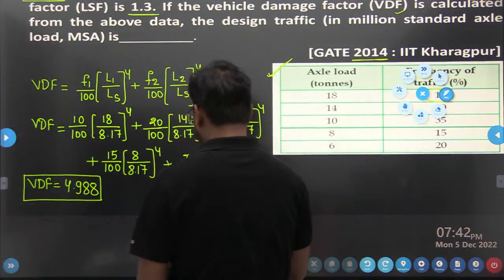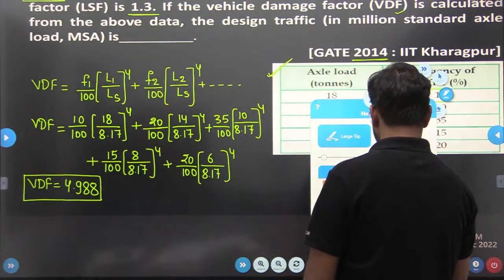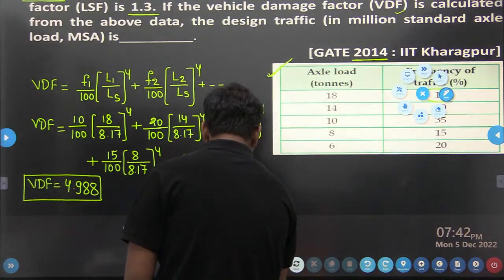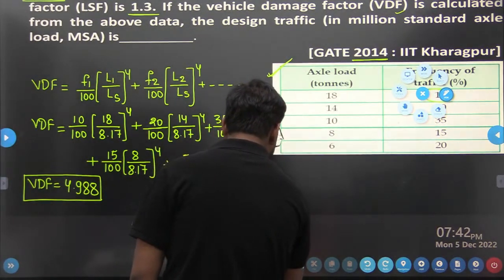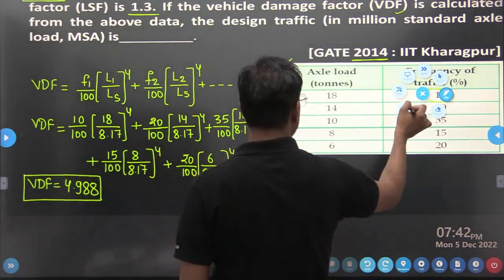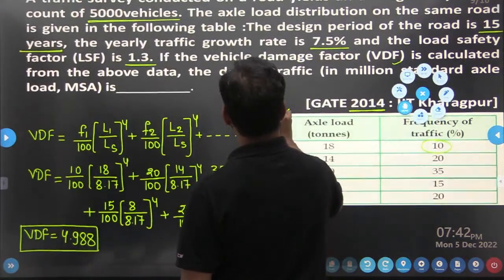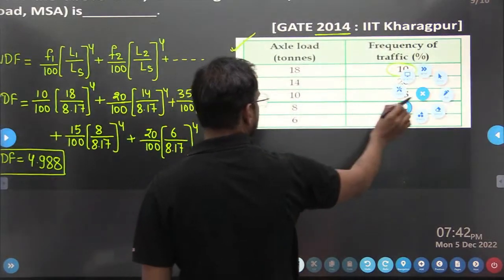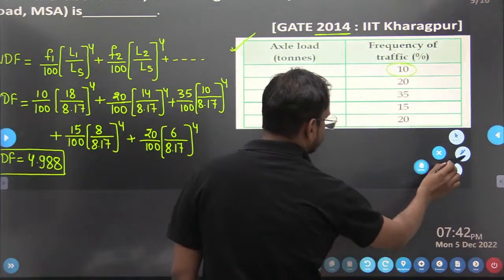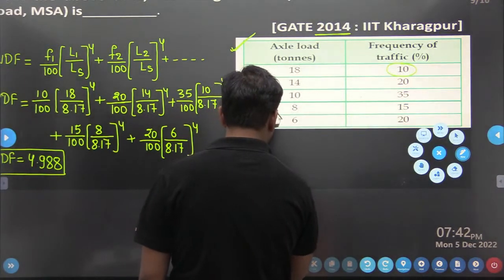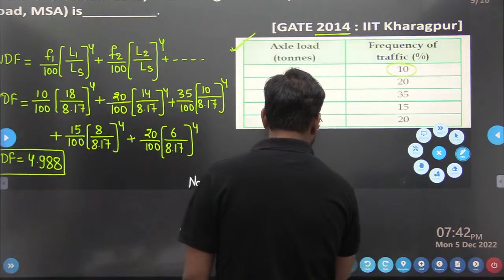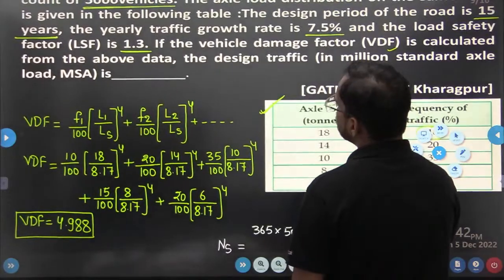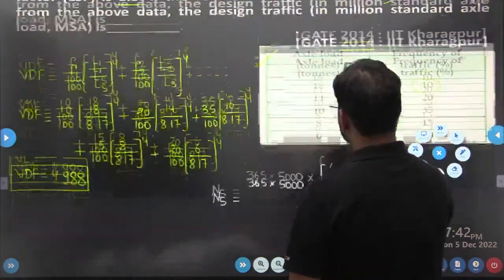Okay, so we can calculate the value of cumulative standard axle. The cumulative number of standard axle is equal to 365 A. What do we mean by A? A means traffic volume after completion of construction. The value is 5000 vehicles per day, multiplied by 1 plus R by 100. What is the traffic growth rate? It is already given in the question: design life 15 years and traffic growth rate 7.5%.